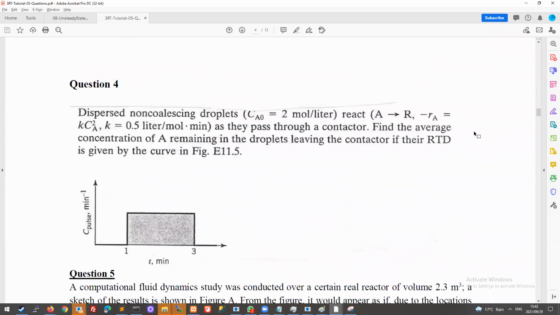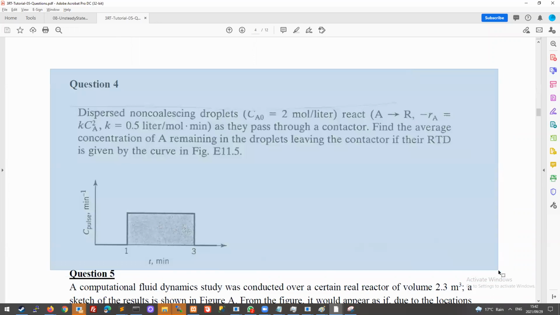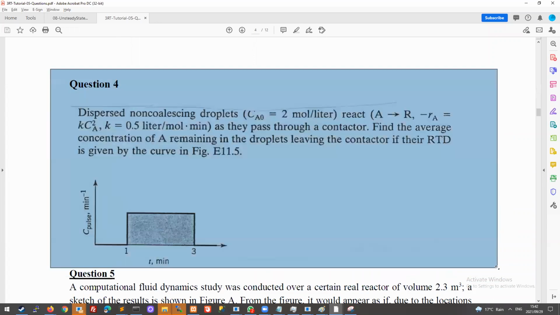Okay, then moving on. So now we come to an interesting problem in terms of the reaction. So far it's just been about flow, and we weren't looking at any reaction. Now we have these non-coalescing droplets. So each droplet is its own identity. The reaction is happening inside each droplet. So we have dispersed non-coalescing droplets, all trying to say these droplets don't mix with each other.